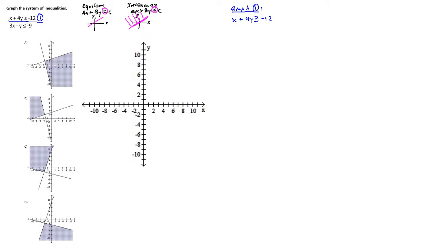And we're going to label the other inequality as inequality number 2, and I'm going to associate the color green with inequality number 2. So let's go ahead and write that over here. We're going to graph inequality number 2 in green. And it is 3x minus y is less than or equal to negative 9.